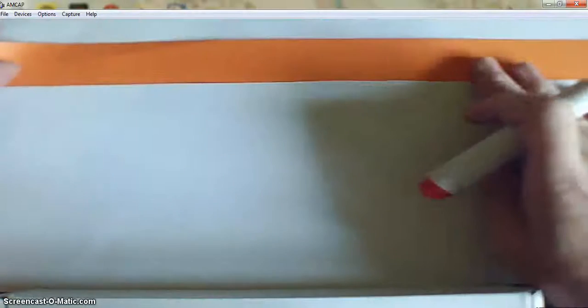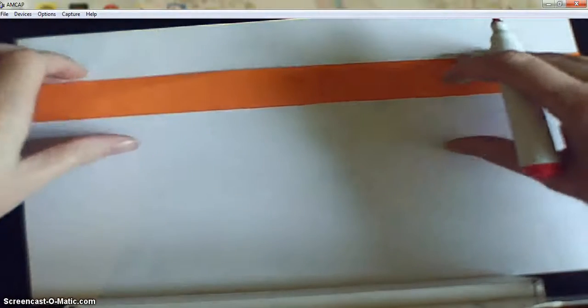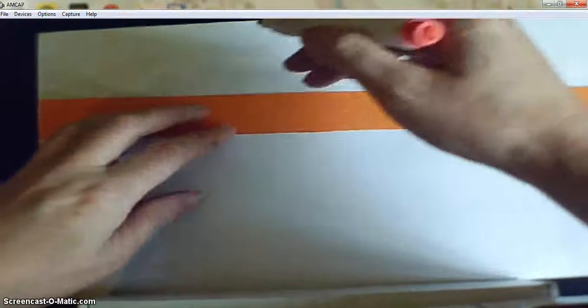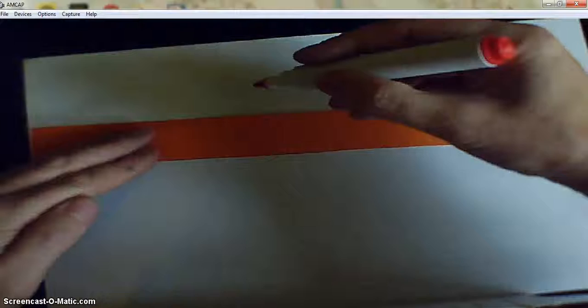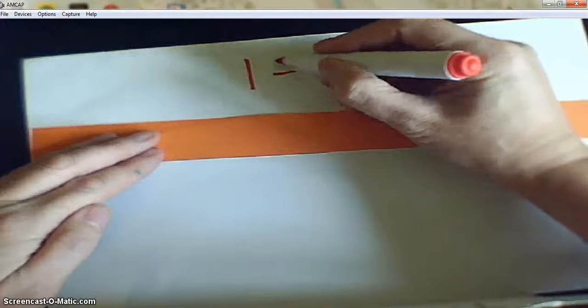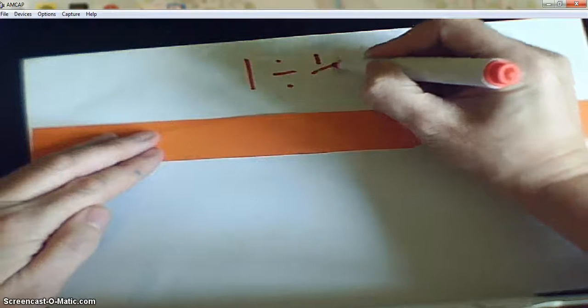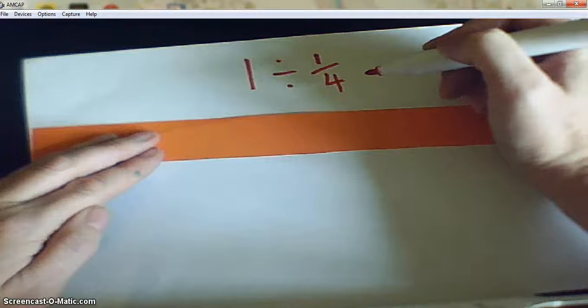The first one, I did slightly change, is that this is our whole. I still need to make it slightly higher so you can see the whole. Hang on a second. Right, that's much better. You've now got your whole piece. Now what we're going to do is see, first of all, what 1 divided by a quarter is.